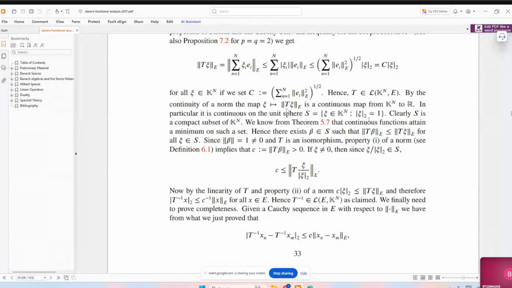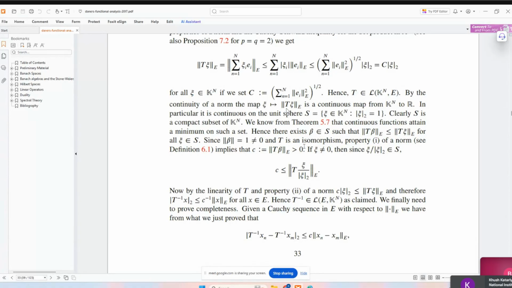S is the set of xi in K^n such that the L2 norm of xi, mod xi 2, is equal to 1. Since S is compact, this is what I said: any closed bounded set in K^n is compact. Therefore, since the map xi going to norm T xi is a continuous map, it attains its minimum on this set. So there exists a beta such that norm T beta is less than or equal to norm T xi for all xi in S. That is because of the minimality. Since norm beta is 1 and 1 is not 0, T is an isomorphism.